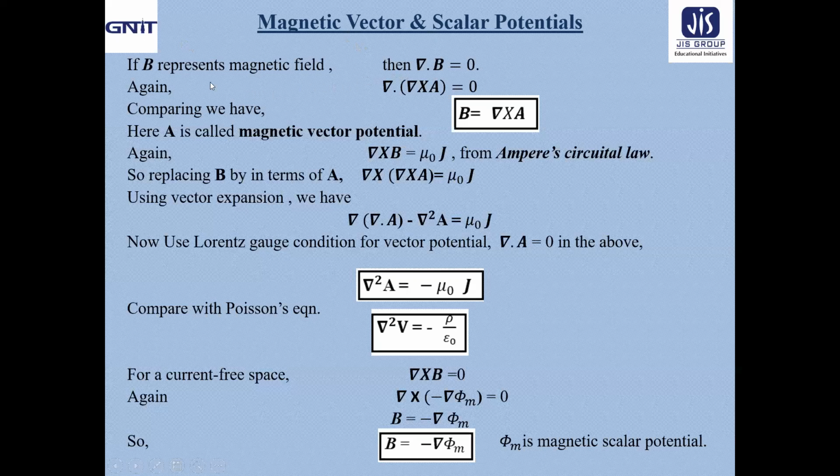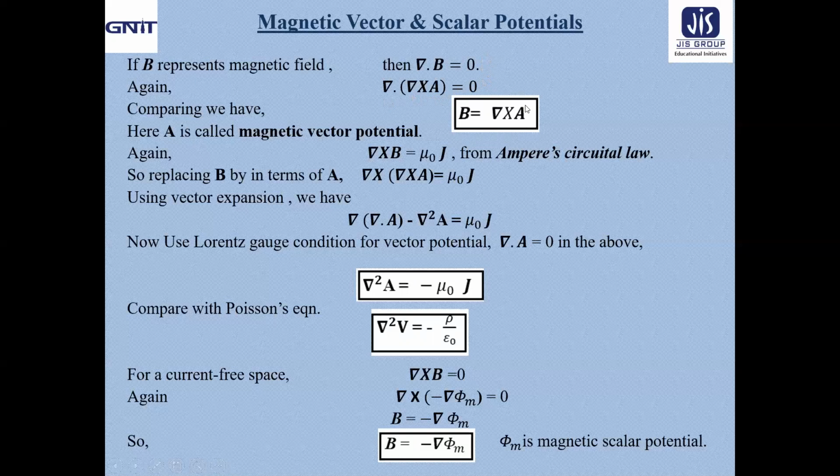Now for that purpose, let us move in the following way. If B represents the magnetic field, we know del dot B equals 0. That means B is solenoidal, so divergence of B equals 0. Again, from the rules of vector calculus, we know the divergence of the curl of a vector field is 0. So if you compare both of them, you will find B equals del cross A.